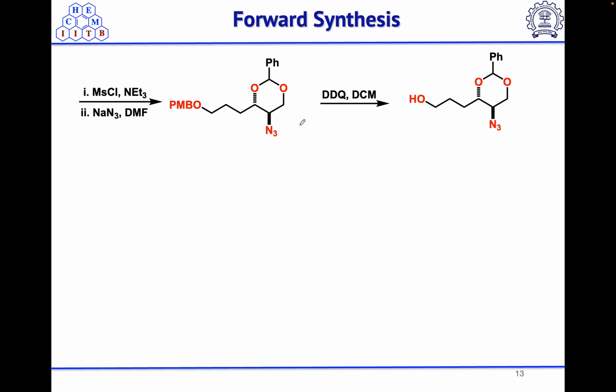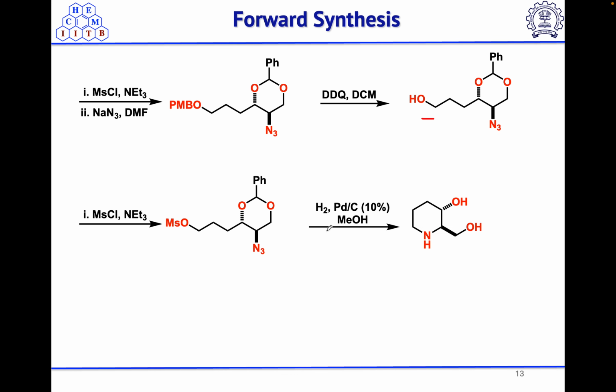What is next? Next is DDQ mediated deprotection of OPMB to give this OH. Then we have to convert this alcohol to another leaving group, the same leaving group we used here, OMs, in the presence of mesyl chloride and triethylamine. Then in hydrogenation conditions, this azide N3 will be reduced to give this NH2, right? So NH2 will form.